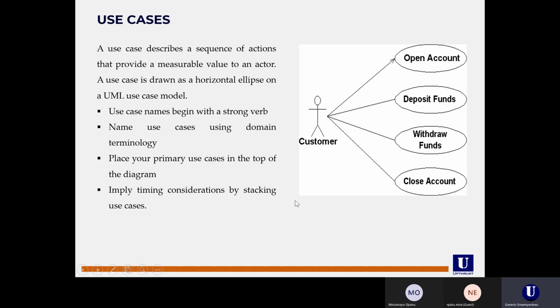Basic rules or rule of thumb for drawing use cases: when you are drawing your use cases, you need to name them with a strong verb. Start naming your use case with a strong verb. Why? Because your use cases represent an action. An action depicts the functionality or the features. Example: open is a verb. Deposit is a verb. Withdraw is a verb. Close is a verb. So use a strong verb to represent your use cases.